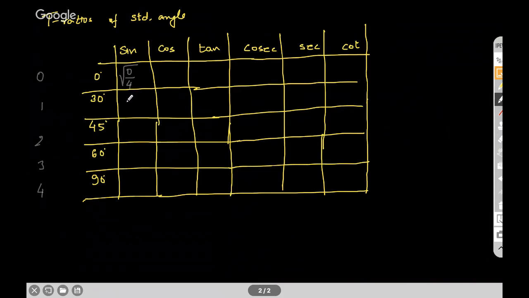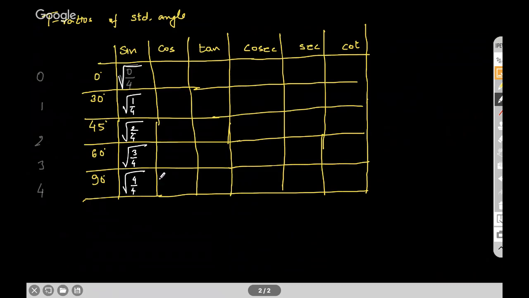So root of 0 by 4. Then this is root of 1 by 4. Then this is root of 2 by 4. And this is root of 3 by 4. And this is root of 4 by 4. This is the best way to remember, right? So you just put root and then write 0 by 4, 1 by 4, 2 by 4, 3 by 4, 4 by 4. So if you see, these are the values: 0, 1 by 2, 1 by root 2, root 3 by 2, and 1.